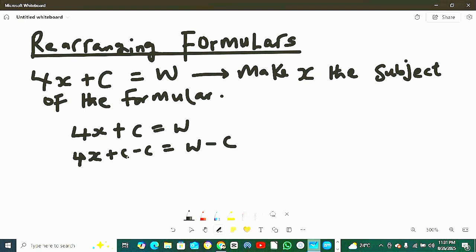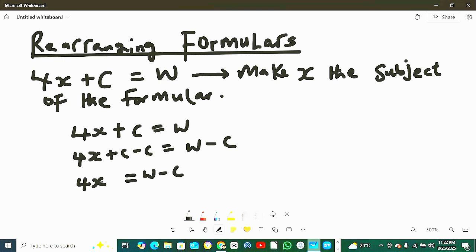Whatever you do here, you're going to eliminate c. To eliminate c, you must introduce the opposite. This is a plus, so to eliminate c, you must introduce a negative sign. And whatever you do on one side, you have to do on the other side of the equation. So you have 4x here, plus c minus c definitely eliminates c, that's 0. So we eliminate c, and you have equals w minus c.